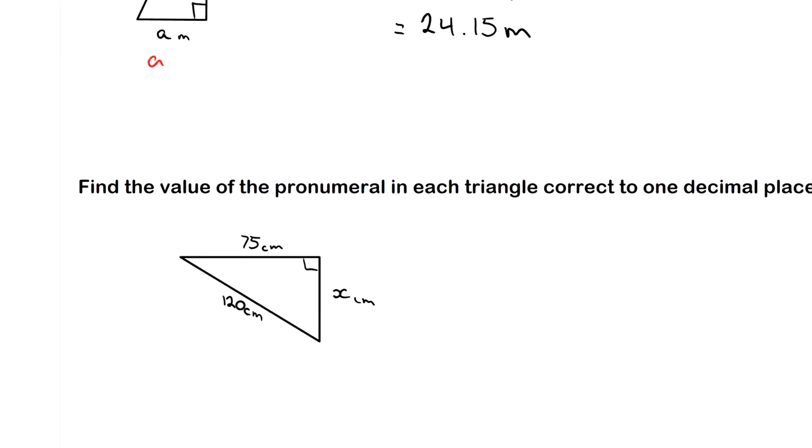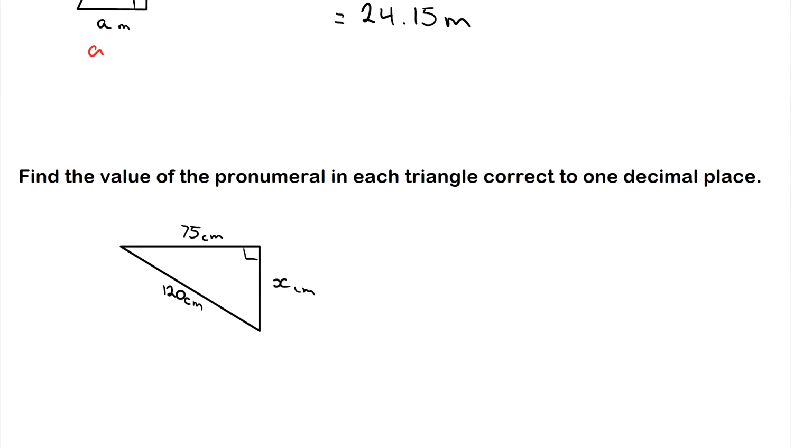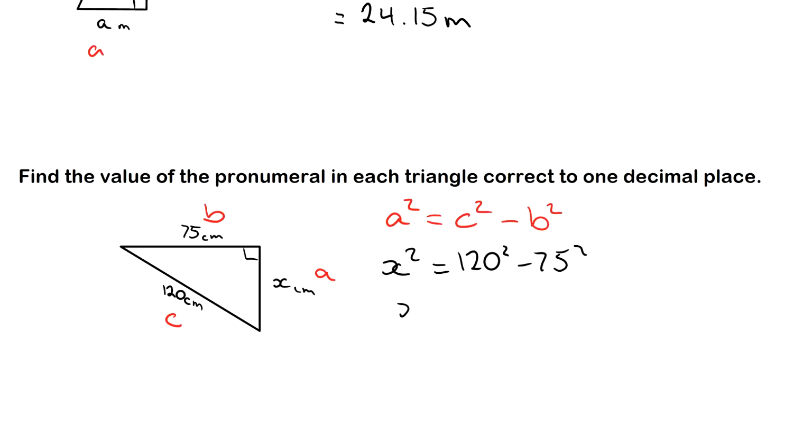So let's do the next one. Find the value of a pronumeral in this triangle correct to 1 decimal place. Again, let's start by labeling our sides: c, I'll keep my unknown as a and b, and remember a squared equals c squared minus b squared because we're finding a shorter side. So x squared is going to equal 120 squared minus 75 squared. So x is going to equal the square root of 120 squared minus 75 squared, and that gives us 93.7 if I round it up, centimeters.